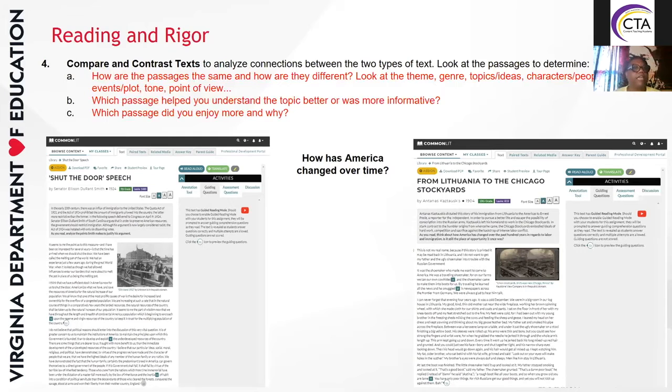Again, we go through the fourth thing with that comparing and contrasting. Now that we've read different pieces, let's compare and contrast. What do they have in common? Students should, from these two pieces, come up with the fact that it's talking about immigration. They can come up with the date, when it's happening, the commonalities between what was going on when they're talking about "shut the door." What does that ring in your mind first and foremost? And then an immigrant who left Lithuania and ended up in Chicago and his story.